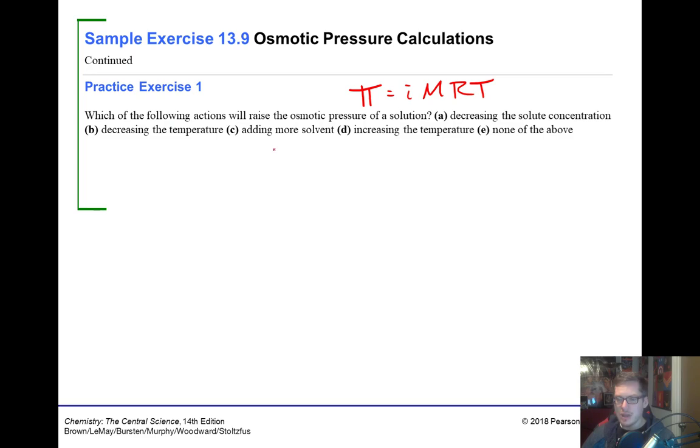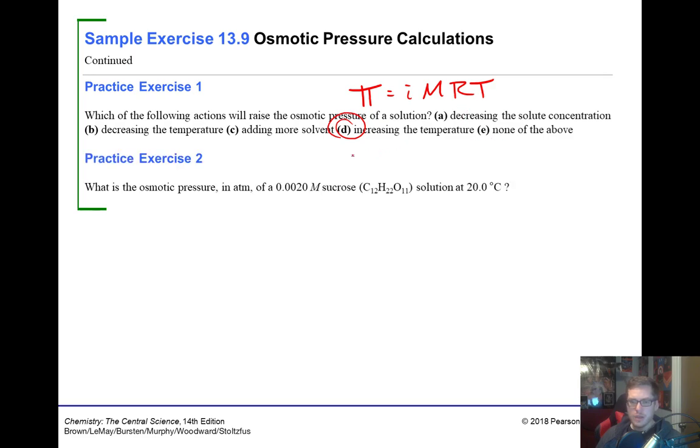The T goes down. Adding more solvent: if we add more solvent, that makes our molarity smaller, because the moles on top would stay the same, but the denominator would be getting bigger. So the molarity would go down, which would also decrease the osmotic pressure. Increasing the temperature, though, for sure would raise the osmotic pressure because we're raising that T value.